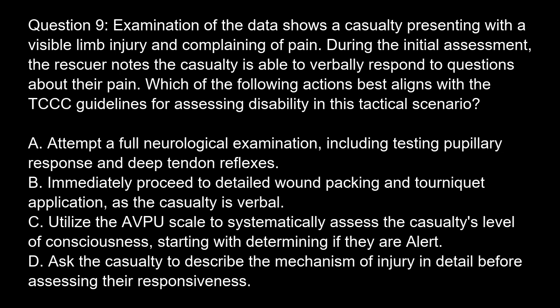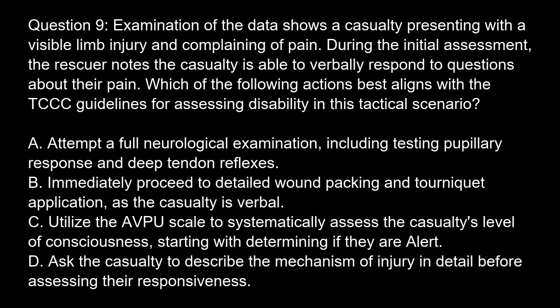Examination of the data shows a casualty presenting with a visible limb injury and complaining of pain. During the initial assessment, the rescuer notes the casualty is able to verbally respond to questions about their pain. Which of the following actions best aligns with the TCCC guidelines for assessing disability in this tactical scenario? Option A. Attempt a full neurological examination, including testing pupillary response and deep tendon reflexes. Option B. Immediately proceed to detailed wound packing and tourniquet application, as the casualty is verbal.